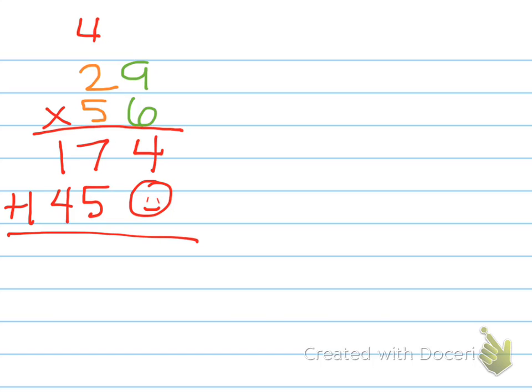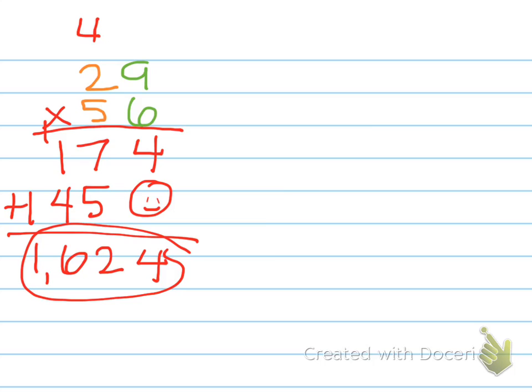Last step is to add. 4 plus placeholder is 4. 7 plus 5 is 12. 4 plus 1 is 6. And 1 plus 0 is 1. So 1,624. Yay, we did it!